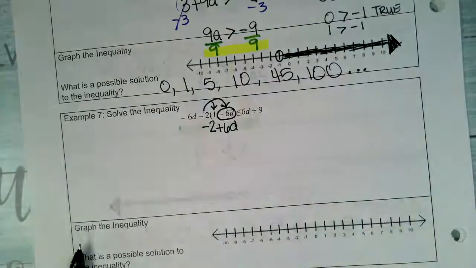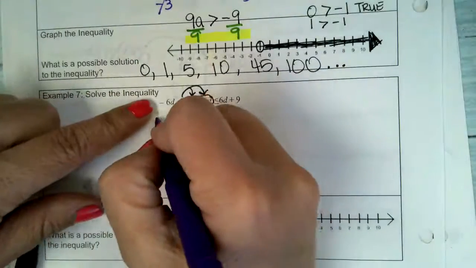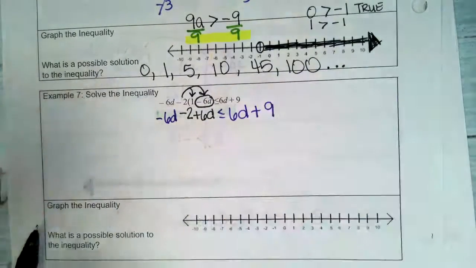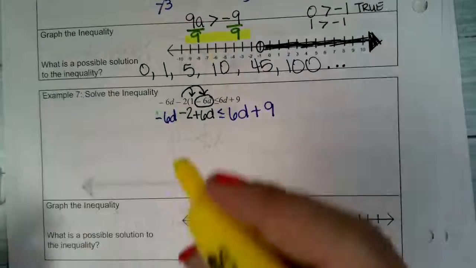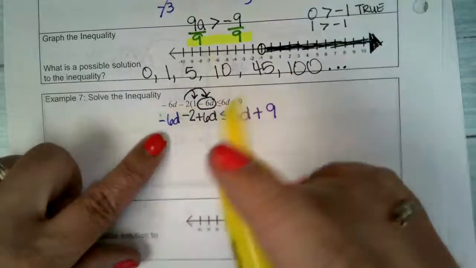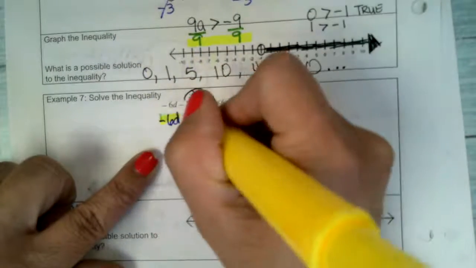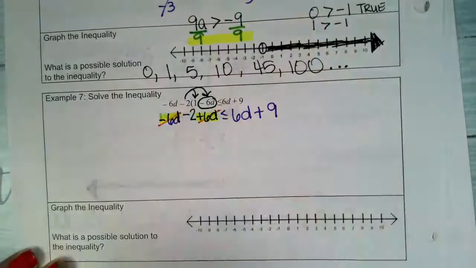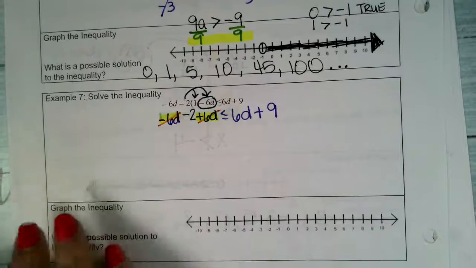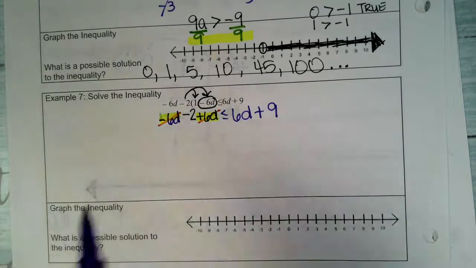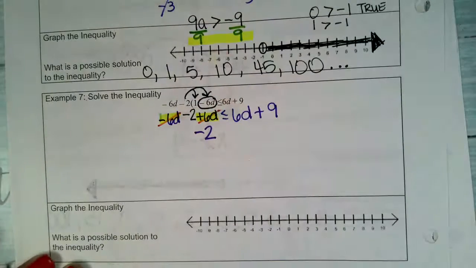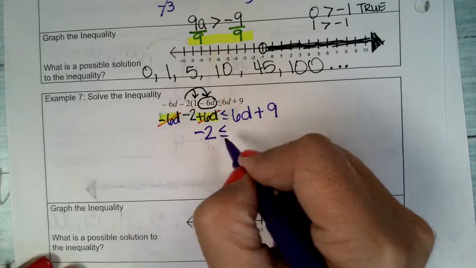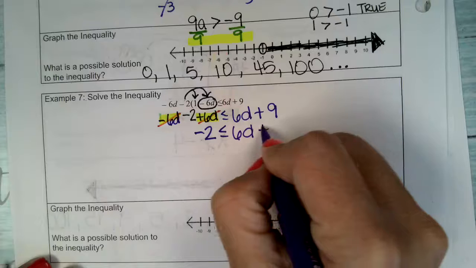Then I'm just going to drop down everything else that I did not mess with. So this is going to be a negative 6d is less than or equal to 6d plus 9. Next, I'm going to combine like terms that's on the left side of the equal sign since there are like terms here. Negative 6d plus 6d is 0. So those cancel out. Now I'm left with negative 2 is less than or equal to 6d plus 9.